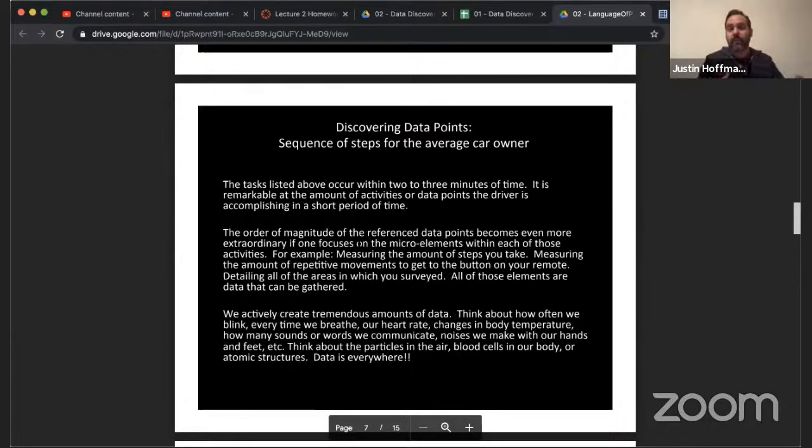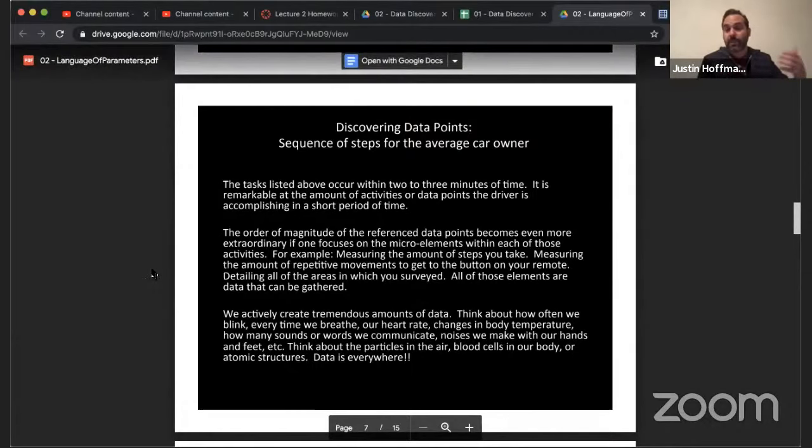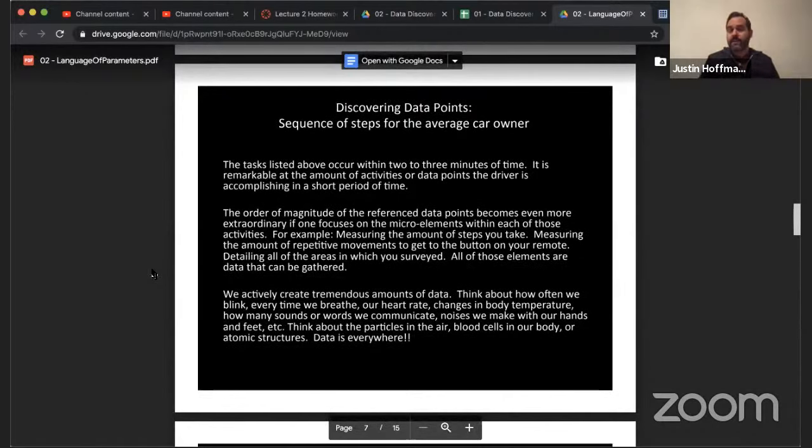And so they've broken down the process from first principles of how to actually parallel park in the first place. And then they try to automate that by a series of sensors around the car in order to move it into the space. So the tasks listed above occur within 2 or 3 minutes of time. And it's remarkable the amount of activities or data points the driver is accomplishing in a short period of time.